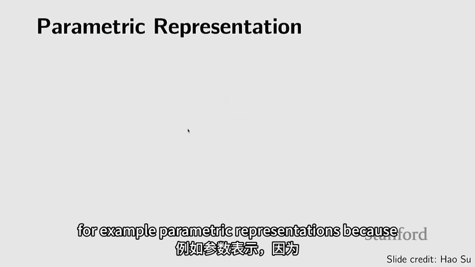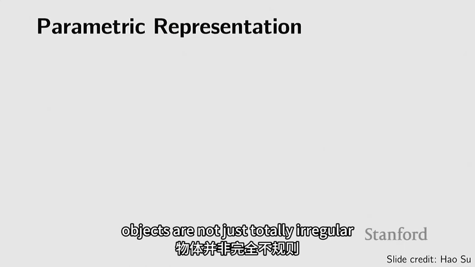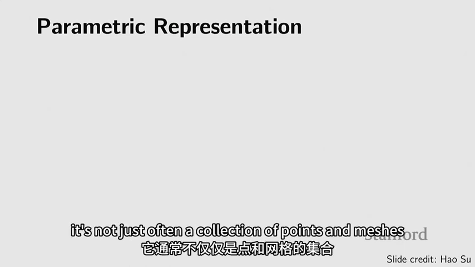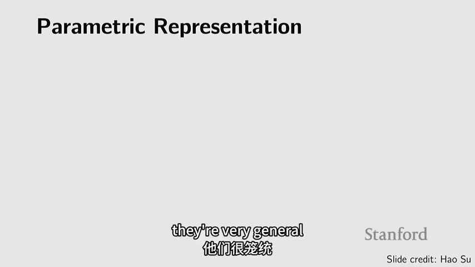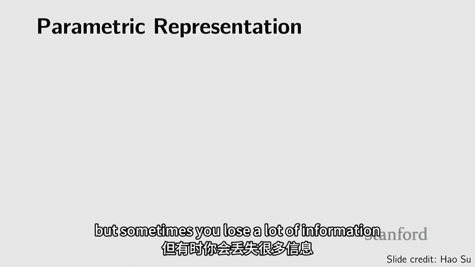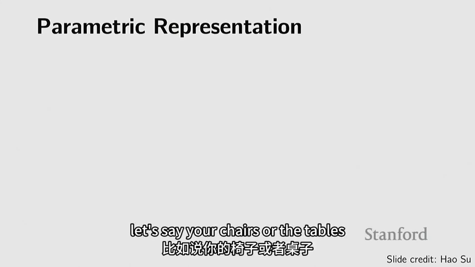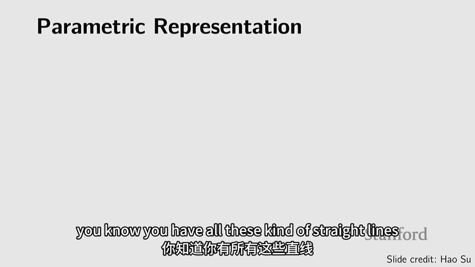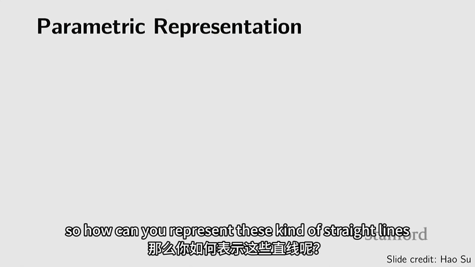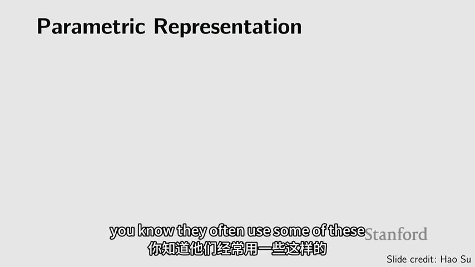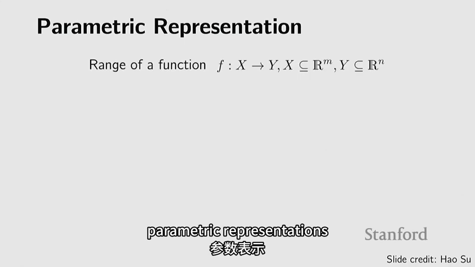Okay, so this is one type of shape representation, and there are other types of shape representations, for example, parametric representations, because objects are not just totally irregular. It's not just a collection of points and meshes. They're very general, but sometimes you lose a lot of information. If you look at, let's say, your chairs or tables, you have all these straight lines, right? So how can you represent these straight lines? And when people design them, they often use parametric representations.